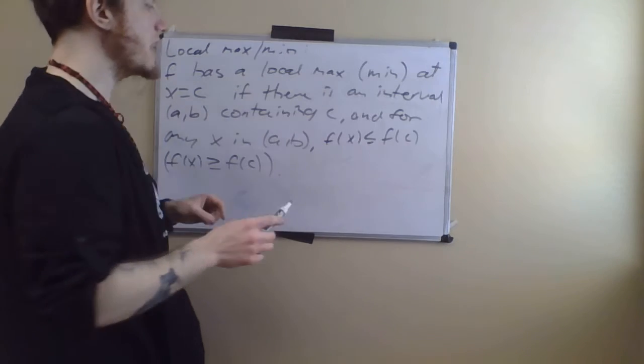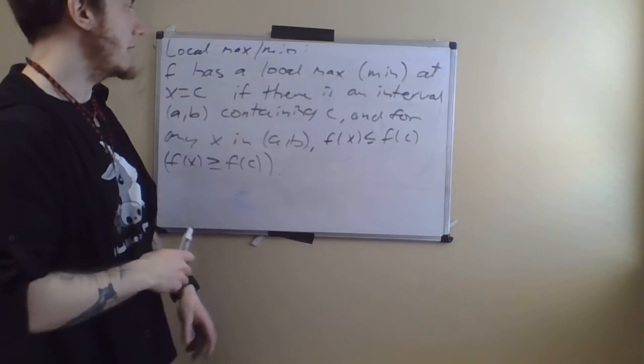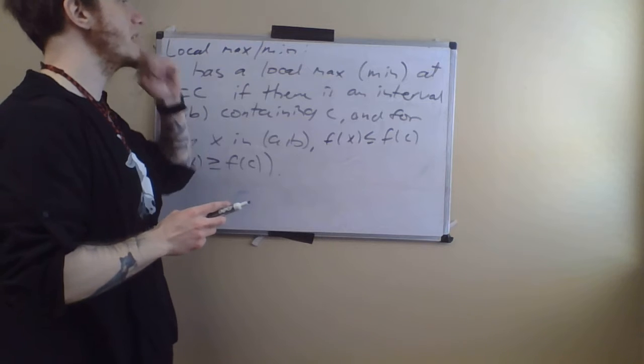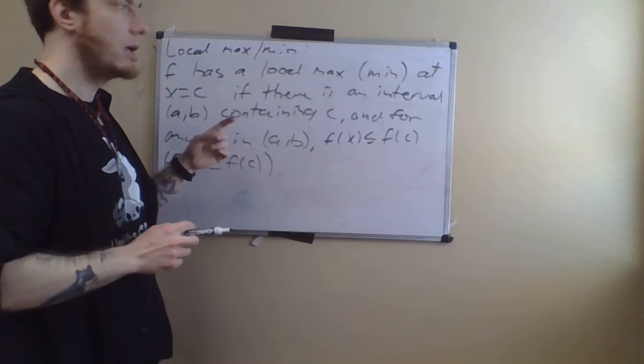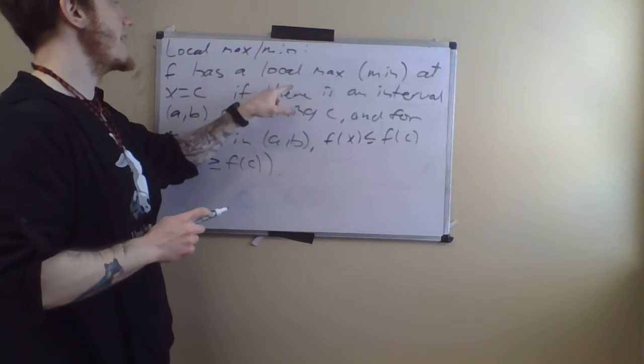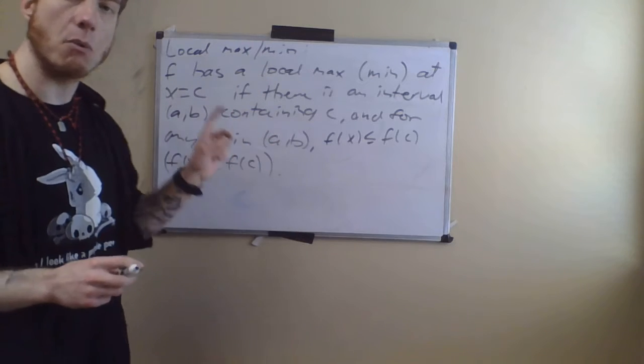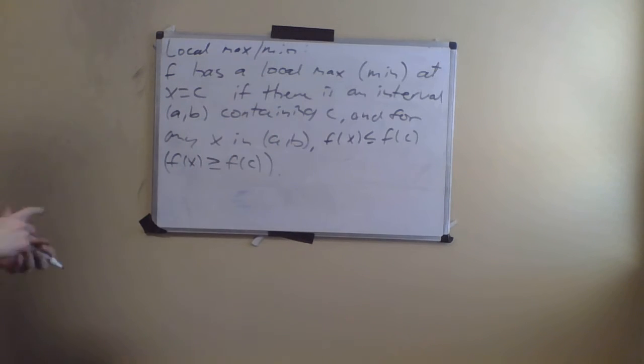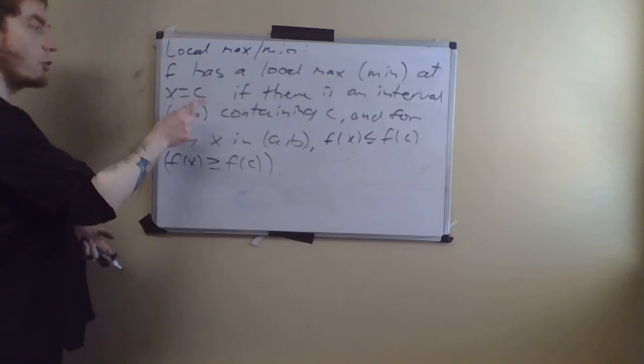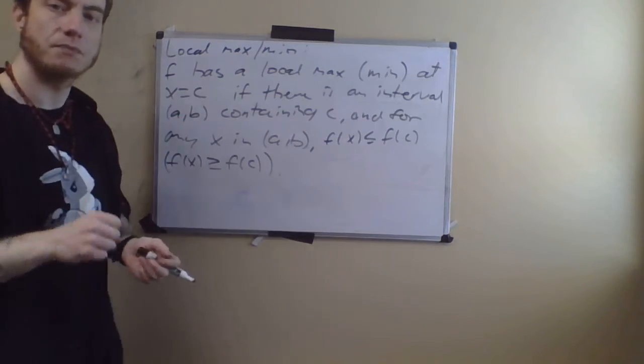So what does this mean? Well, it means that we're not saying that this is where we globally achieve the maximum. What we're saying is that locally this is true. Now, what does locally mean? Well, locally means inside of some open interval around our point.